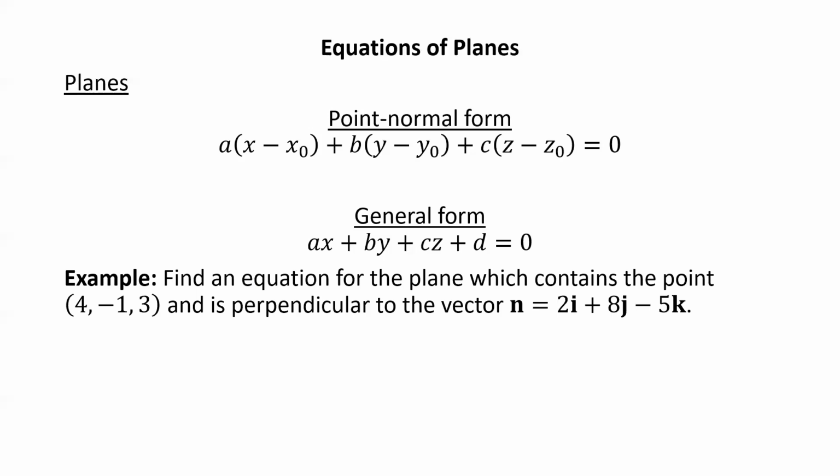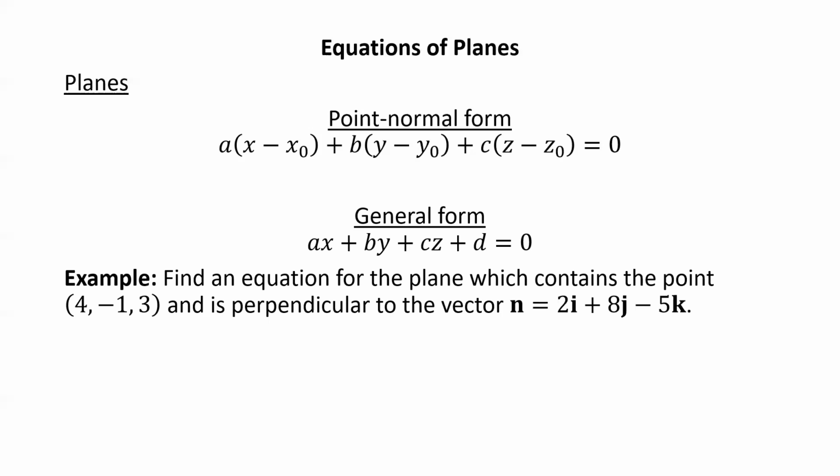It's time for an example. As always, you should pause the video, try this example yourself, and then resume the video to check your answer with mine. Find an equation for the plane which contains the point 4, negative 1, 3, and is perpendicular to the vector n equals 2i plus 8j minus 5k.